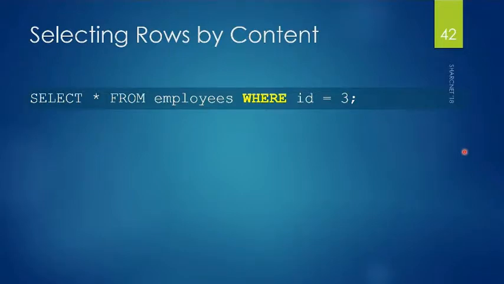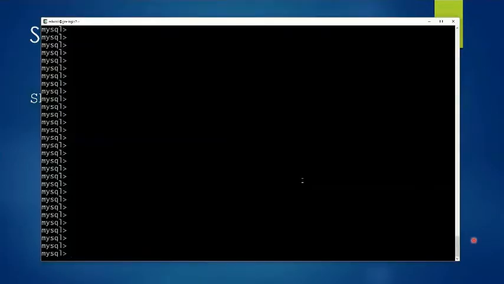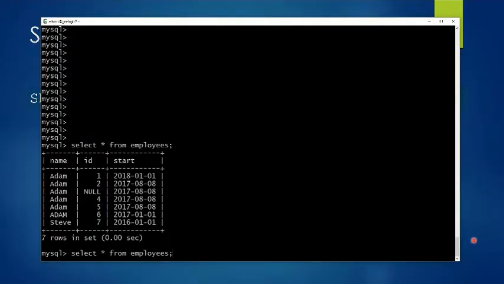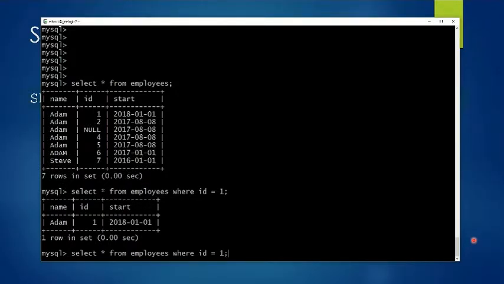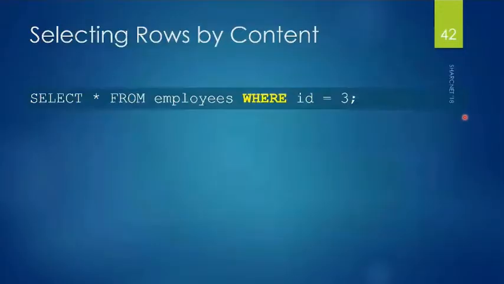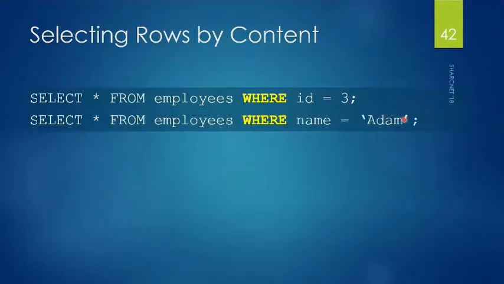Select star from employees. So we're selecting all columns as we did before. But we're going to specify which rows we want, and this is where columns match. Where the column ID matches the value 3. So select star from employees, as I don't have a 3 in there, we'll do something else. Where ID equals 1. So you get the 1. You can also do where name equals Adam, so you can check for strings as well.